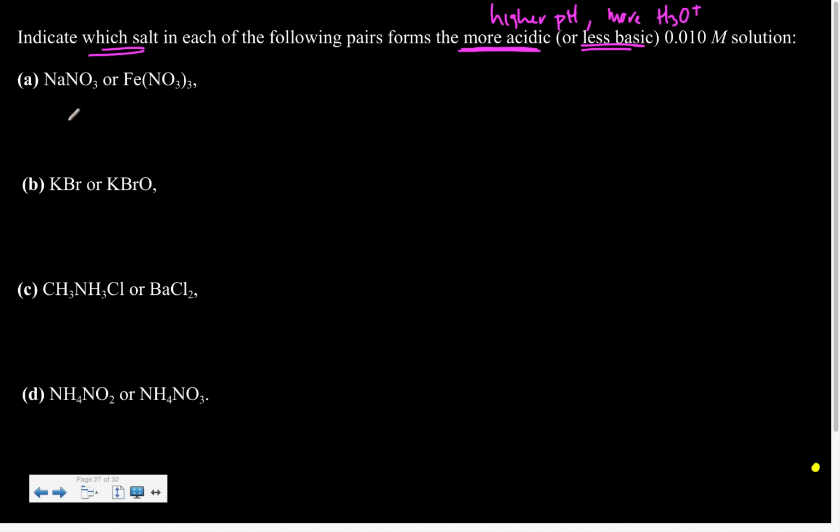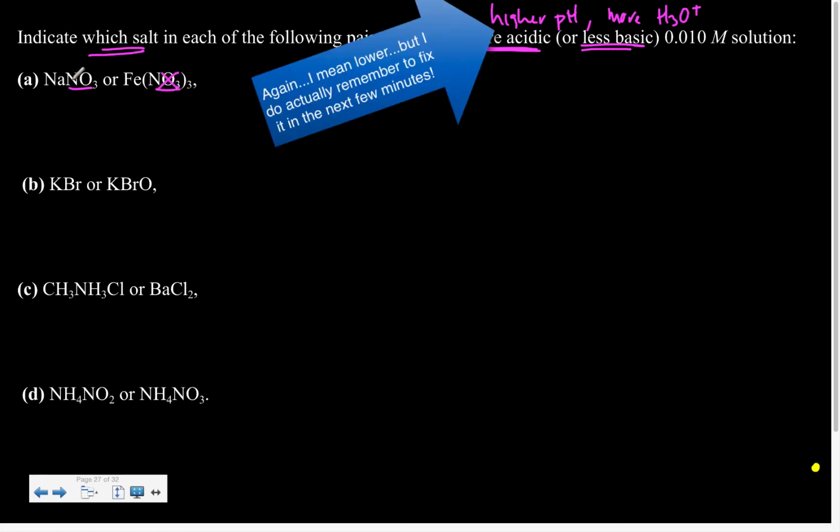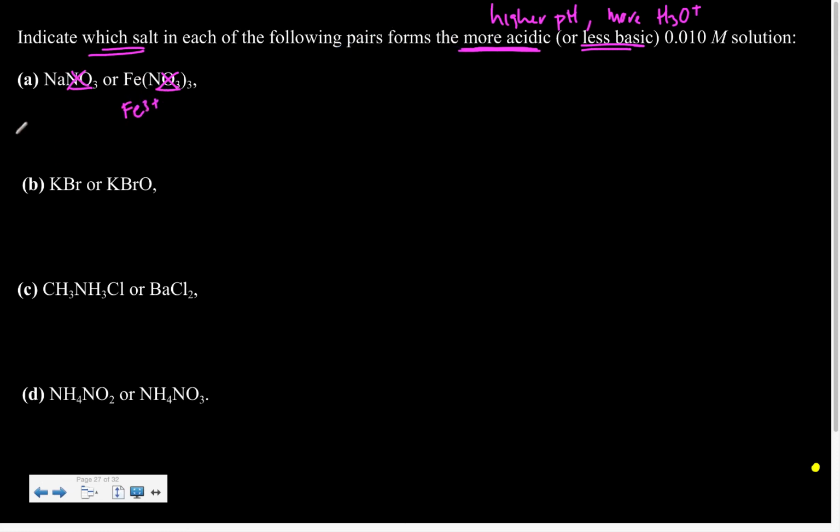So thinking about that, looking at our species, here they have the nitrate ion in common, and we just talked about the nitrate ion as being negligible. So when we look here, we have an Fe3+ versus an Na+. This comes from a strong base, therefore no effect on pH. This small, highly charged cation, you should just commit them to memory: iron, zinc, and aluminum, cobalt to some extent. Here, small, highly charged cation, therefore it tends to produce H3O+ in solution, which means this is my more acidic solution.